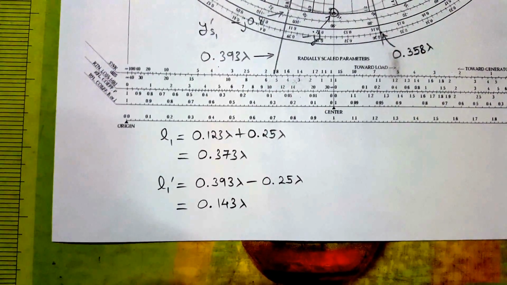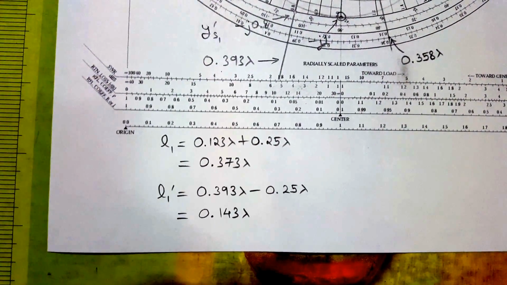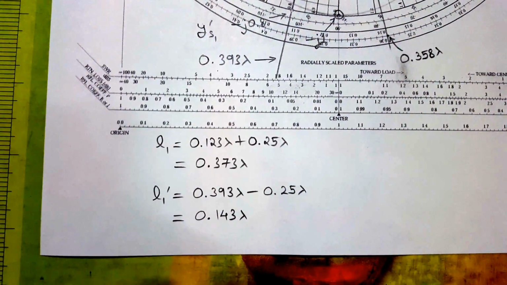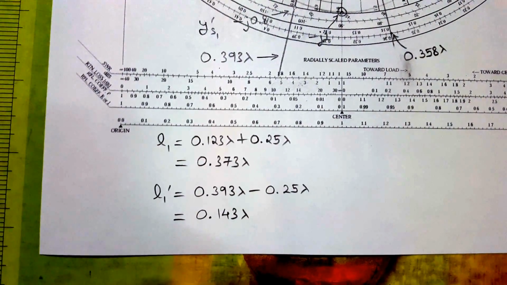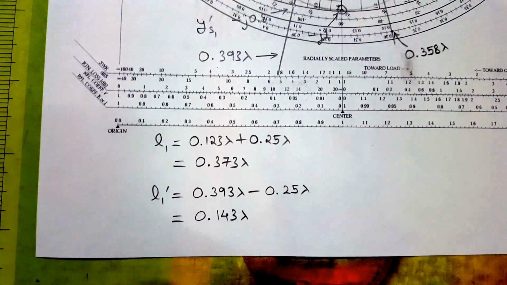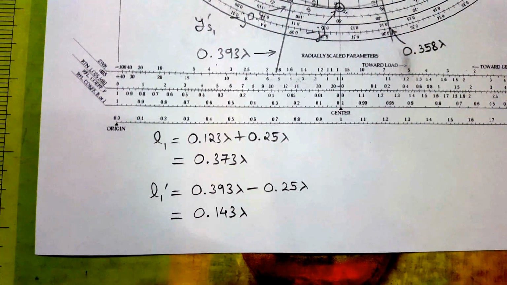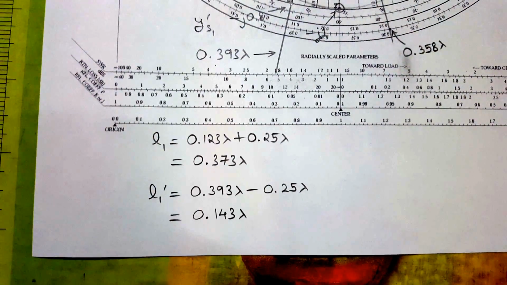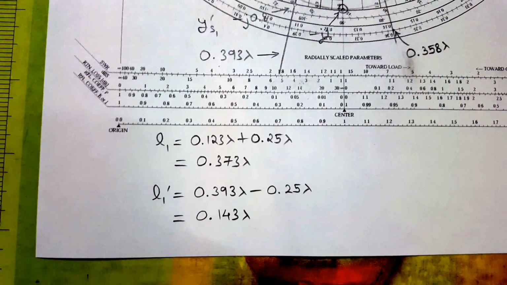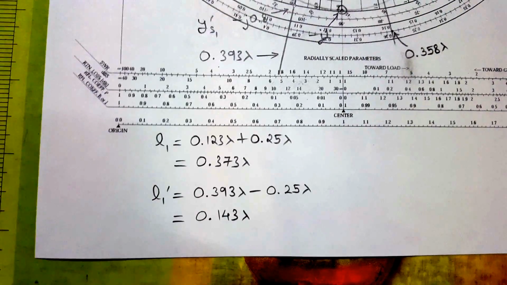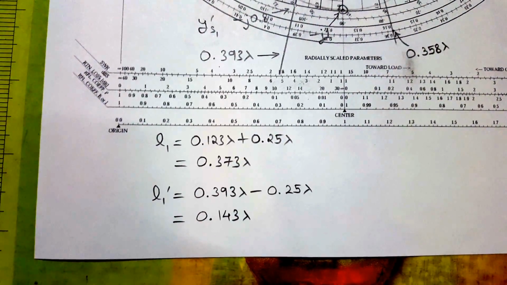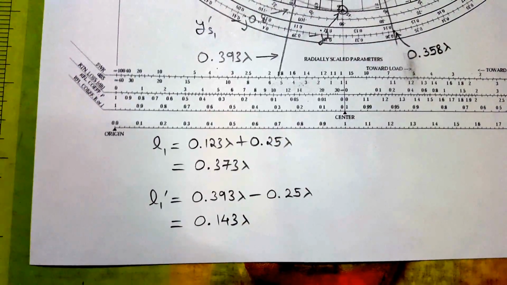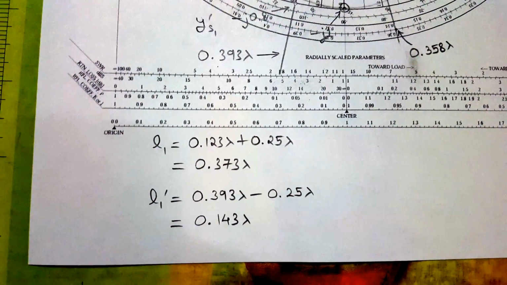Since the value of YS1 is less than 0.25 lambda, we add 0.25 lambda to it to get the value of L1, which is 0.373 lambda. Similarly, since the value of YS1 dash is greater than 0.25 lambda, we subtract 0.25 lambda from it to get the value of L1 dash, which is 0.143 lambda.